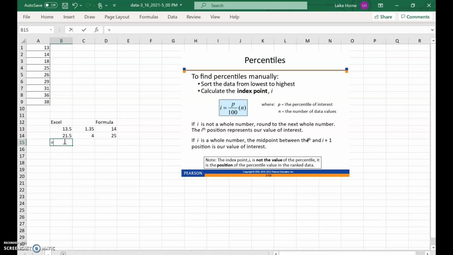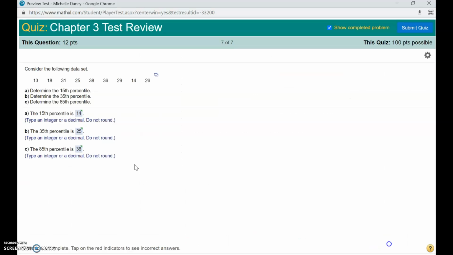Now the 85th percentile is going to be 37. And if you do the index, you would get the 8th number, which is 36. So there's 36 and there's 37. So you can do it either way.